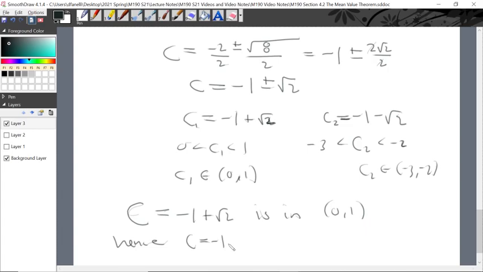Hence, C equals negative 1 plus root 2 is the only value that we found that satisfies the mean value theorem for the given function f on the closed interval 0 to 1.